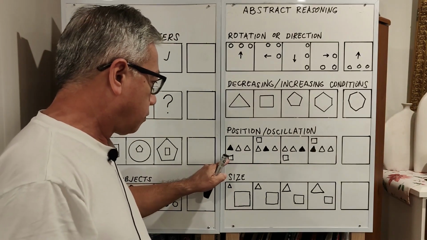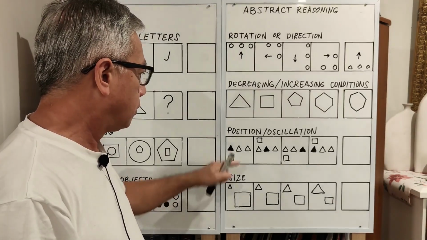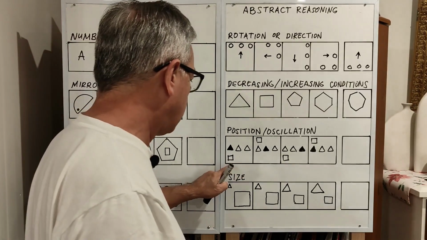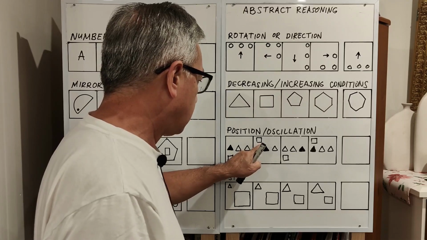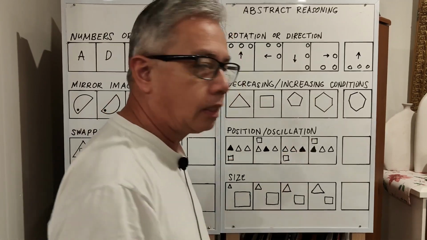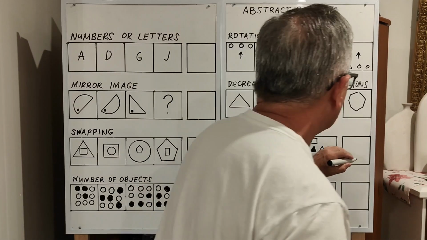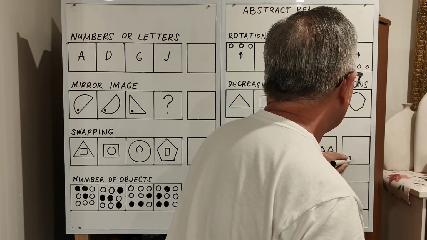The next one is position or oscillation. If you will notice, this square is oscillating from the bottom to the top and back to the bottom again. So here is at the bottom, here is at the top, here is at the bottom, here it is at the top. So the next one should be at the bottom.